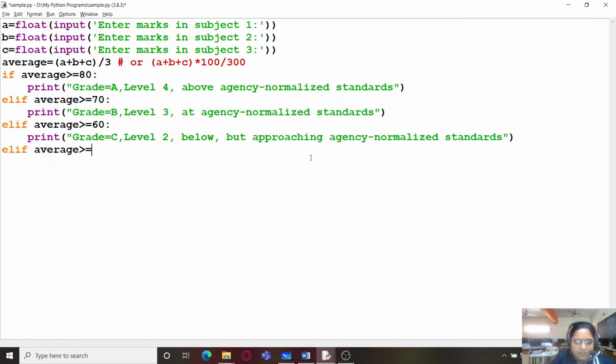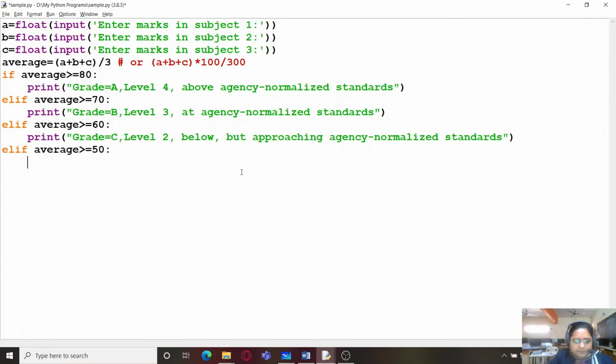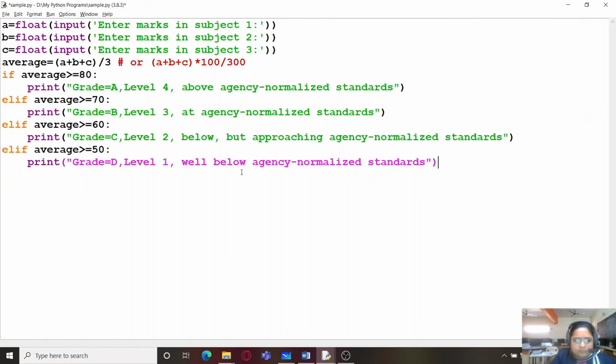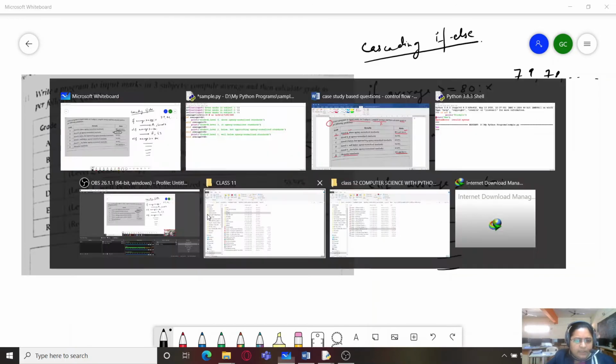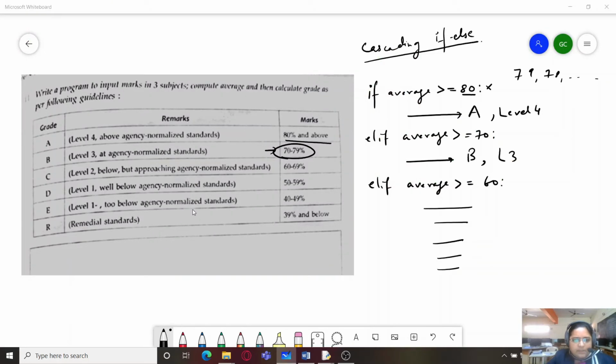If average greater than equal to 50. Now for 50 it is grade D, level 1, well below agency normalized standards. elif average greater than equal to 40, which is this one, level 1 minus and grade E. So we'll write that. It is 2 below agency normalized standards.